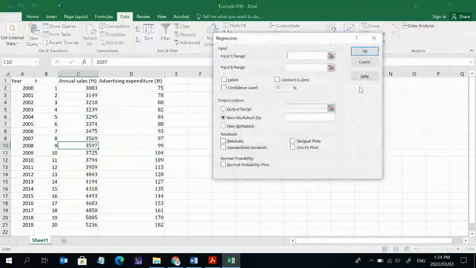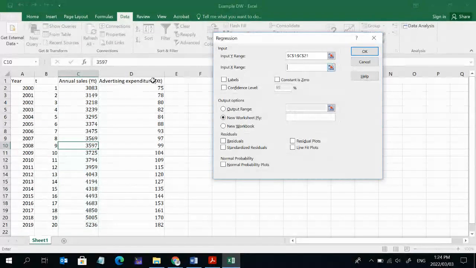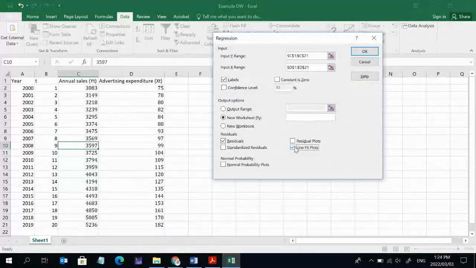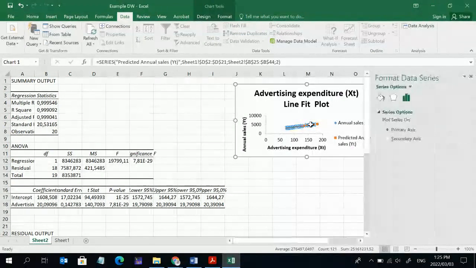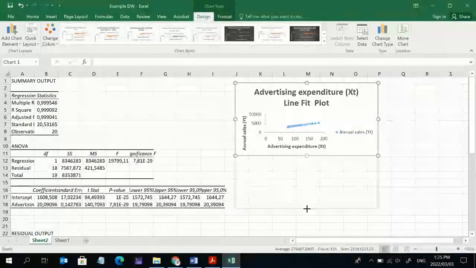We fit the model. So for the Y range we have the values, and we have the X values. Now we can click here. We want the residuals. I can also fit the scatter plot and the residual plot, but let me first fit the scatter plot. So if you look at the scatter plot, let me remove this.